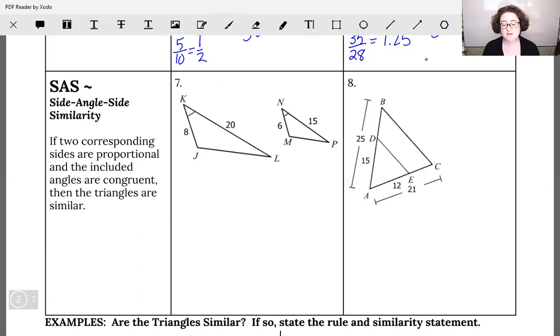And so in number 7, we have them in exactly the same order. We just have triangle NMP, which looks like a smaller version. I've got my angle in the middle, in between my 2 sides, and so I just need to choose wisely when I write out my fractions and check to see how they divide out. So 8 divided by 6, I'm getting 1.3 repeating. 20 divided by 15, I also get 1.3 repeating. So that means, yes, they're similar.